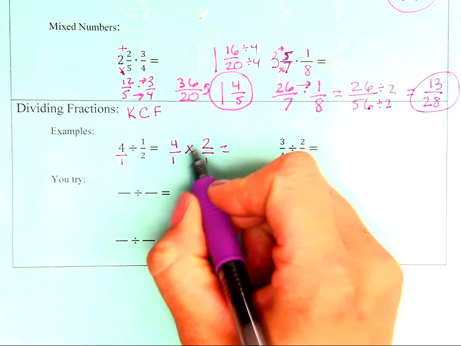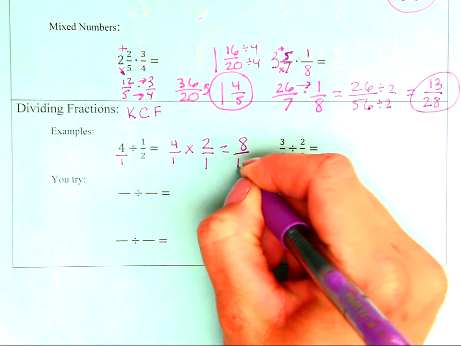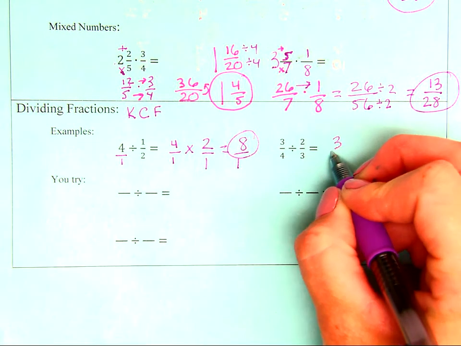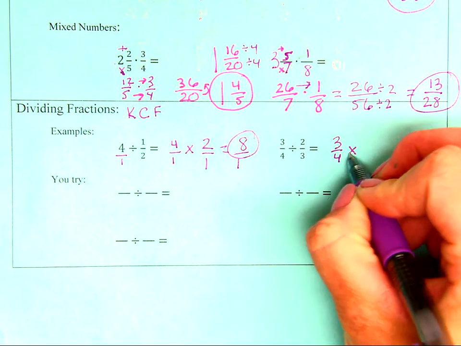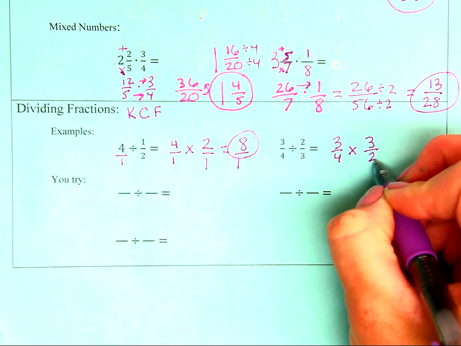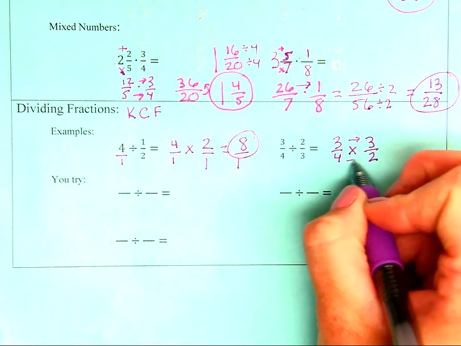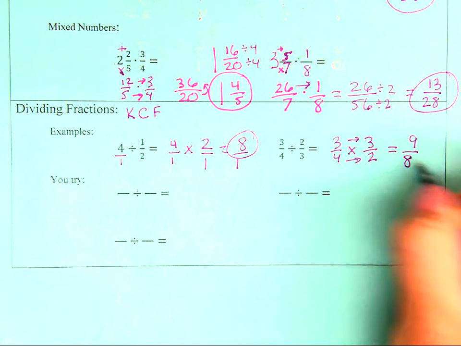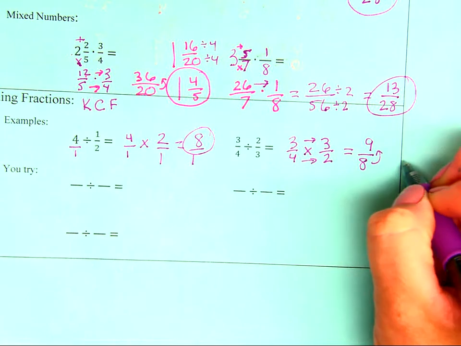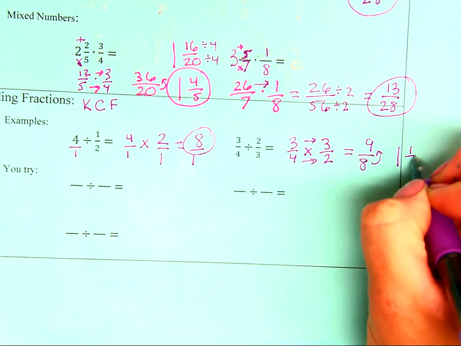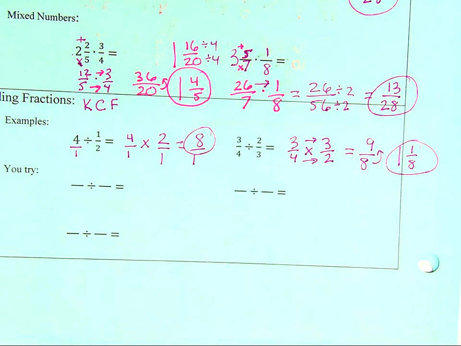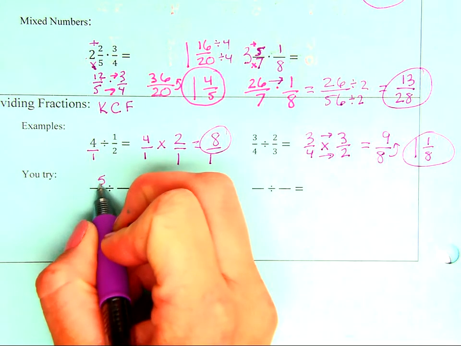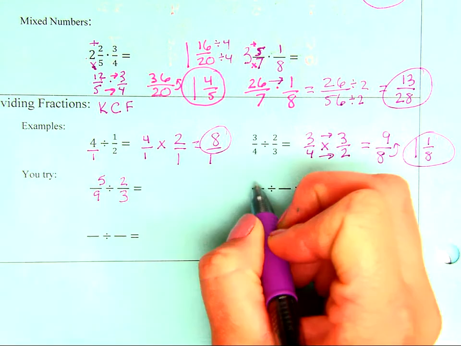And then now we just have multiplication, so we go straight across, which is just 8. So this one, keep that first fraction, switch to multiplication, flip the second fraction, and go straight across. So 9/8. And then we always want to simplify. So I can change this into a mixed number, 1 1/8. So why don't you write these down and then pause the video to give these two a try.